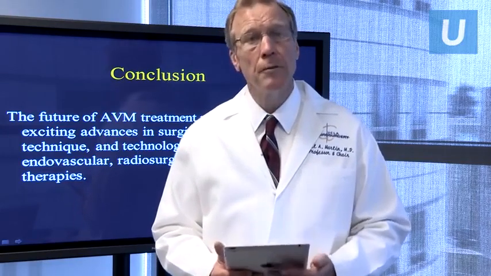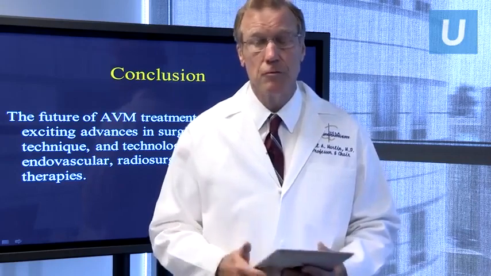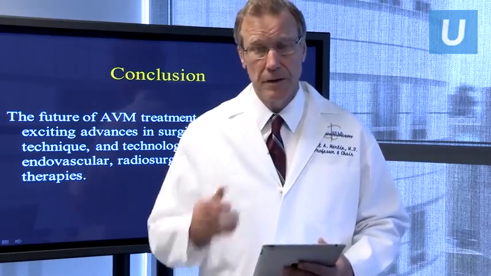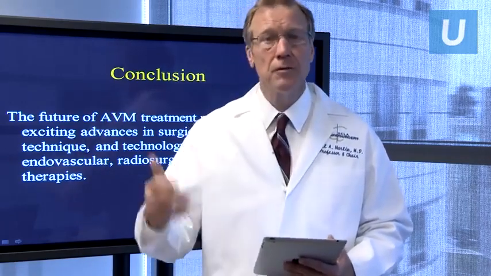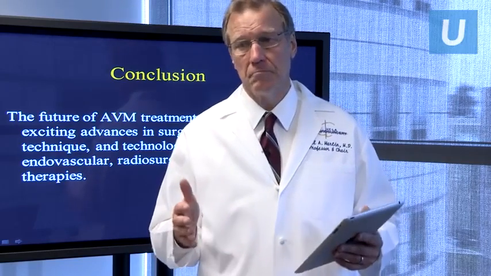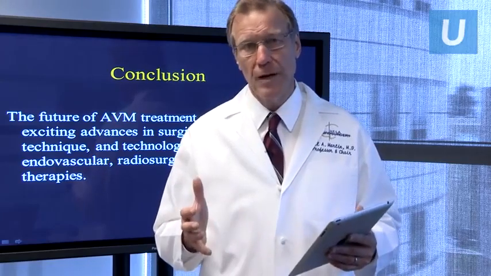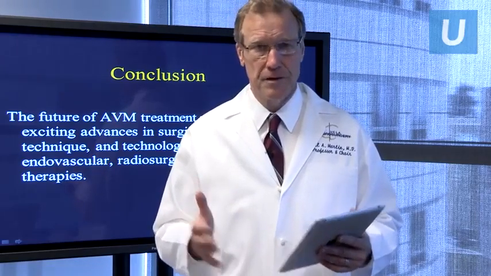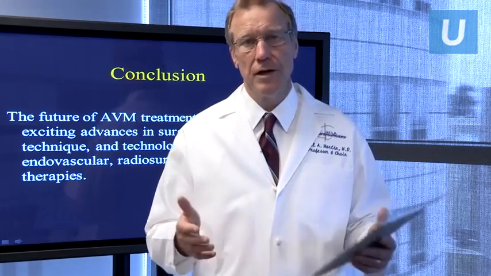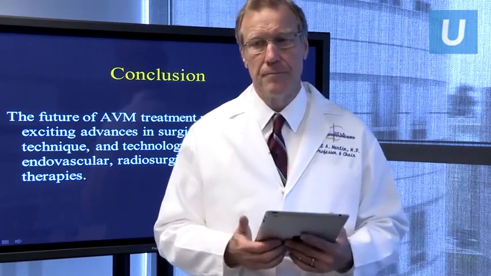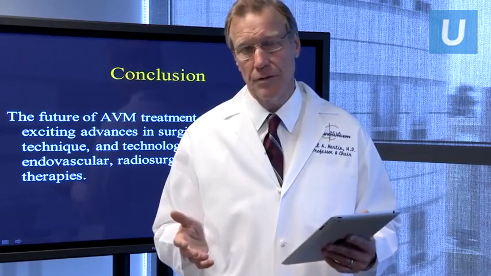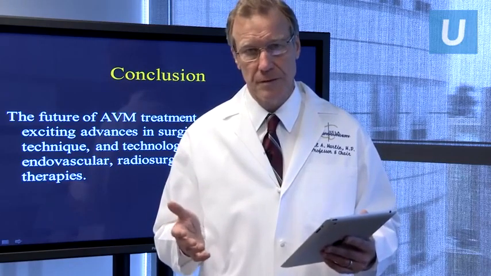So how common are arteriovenous malformations? Well, fortunately, they're not terribly common. We see hemorrhage from arteriovenous malformations in somewhere between 2 and 4 patients per 100,000. So 20 to 40 per million is a reasonable estimate.